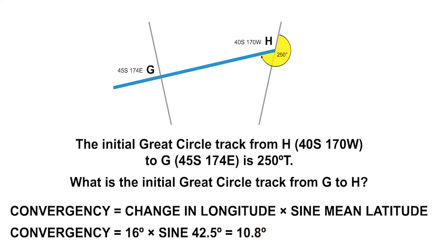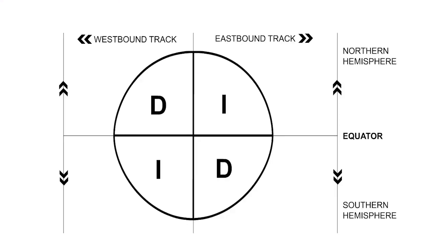So the Great Circle track angle has changed by about 10 degrees. Which way? Has it become about 240 or about 260? How can we find out? Use the DIID rule. We are flying westwards in the southern hemisphere. The track angle must be increasing.